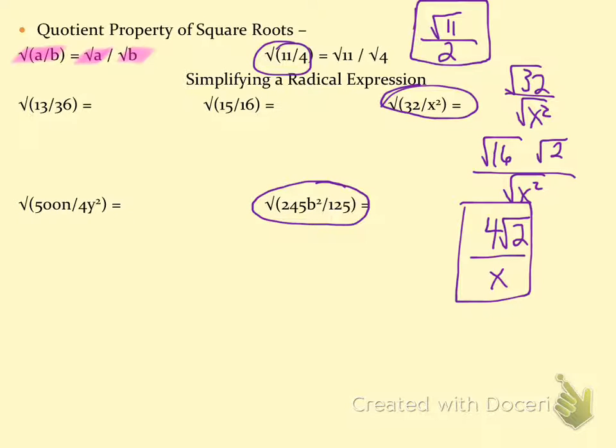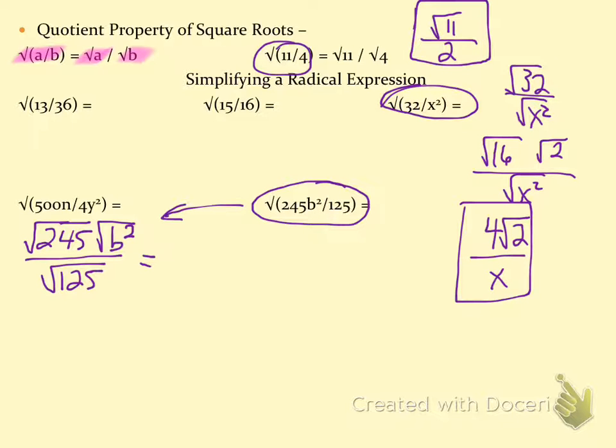The last one will be this one over here on the bottom right. I'm going to do the work over here. The square root of 245 times the square root of b squared, divided by the square root of 125. The largest perfect square that divides 245 is 49, so I can rewrite that as the square root of 49 times the square root of 5, because 245 divided by 49 equals 5. Then times the square root of b squared, all divided by the square root of 125, where the largest perfect square is 25, times the square root of 5.